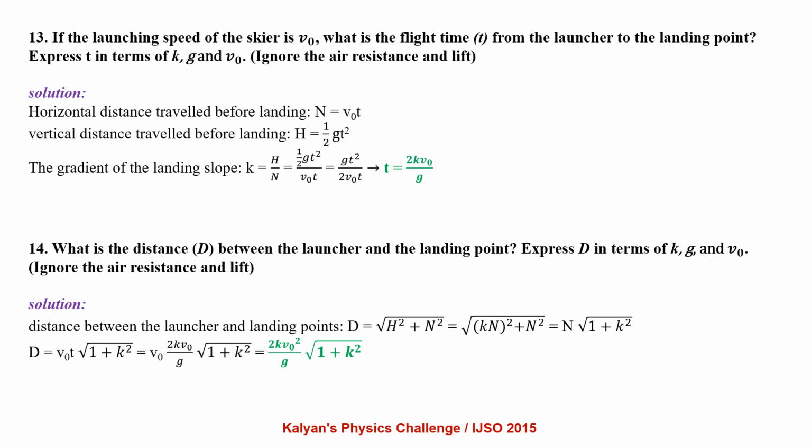The gradient of the landing slope k equals h by n. So k equals half gt square by v0 t. That is gt square by 2 v0 t, which gives us t equals 2k v0 by g.